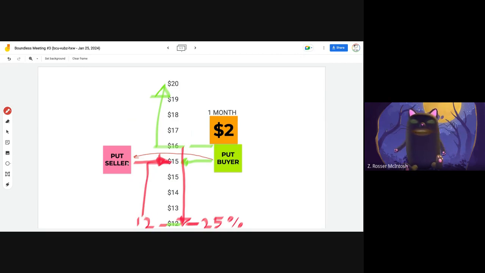And because of this contract, because you sold me the put, you would be obligated to buy these shares from me. I can now sell them to you. You're obligated to buy them from me for 15, even though the stock is lower than 15.